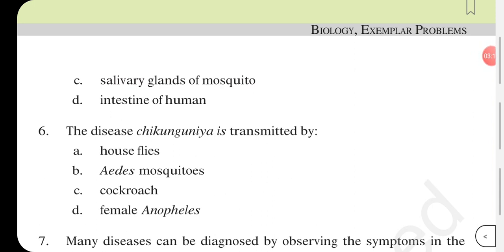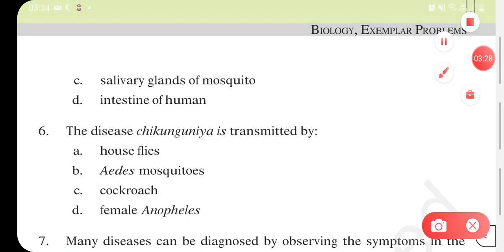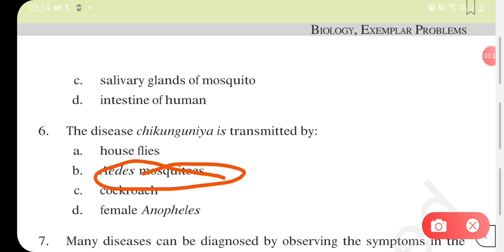Now the next question, the disease chikungunya is transmitted by houseflies, Aedes mosquito, cockroaches, or female Anopheles? Answer here will be: chikungunya is transmitted by the Aedes mosquito.